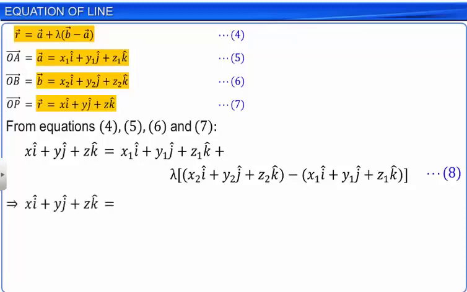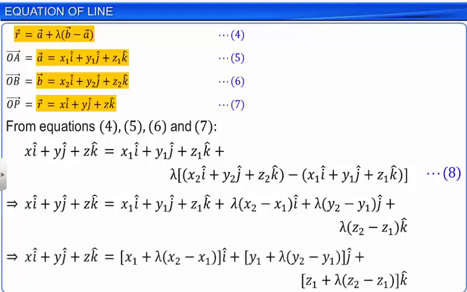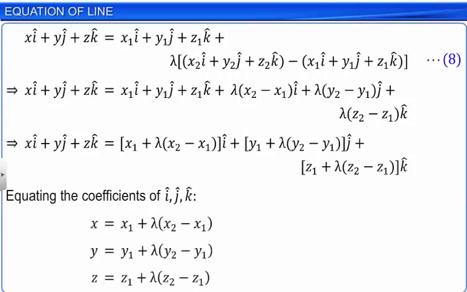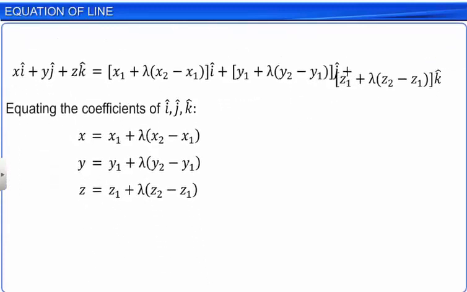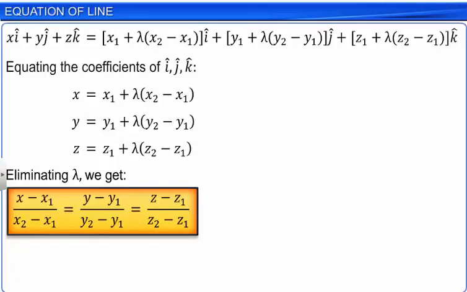Simplifying equation 8, and equating the coefficients of unit vectors i, j, and k, we get the equations for x, y, and z as shown. Eliminating lambda from the equations for x, y, and z, we get equation 9, which is the Cartesian equation of a line that passes through 2 points with coordinates x1, y1, z1, and x2, y2, z2.